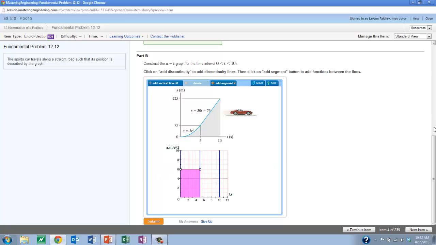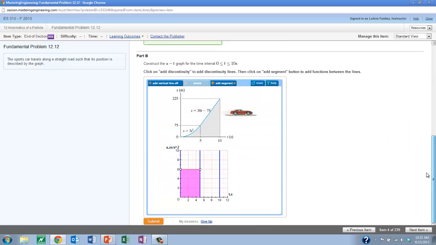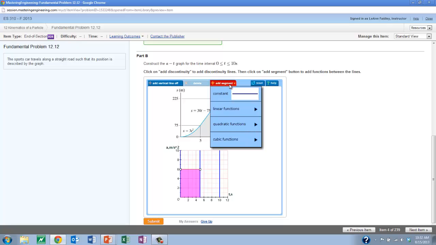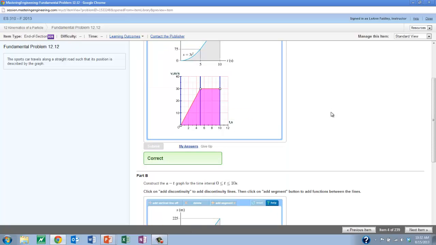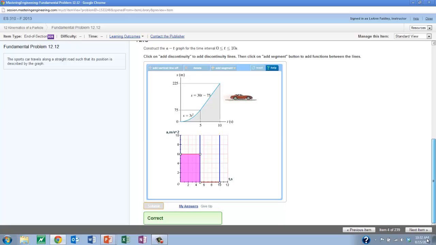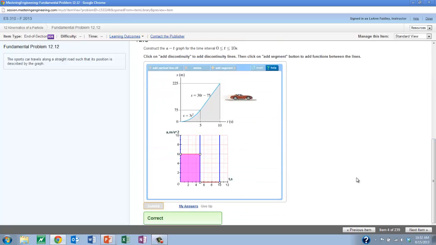Alright, then we have a region where it's constant. Well, the slope of a constant is 0, so that is still a constant. It's a special constant, and it's a constant down here at 0. Alright, there we go. So let's see if we're correct. Correct, I think. Yes, correct. So we are done with this problem and with this lecture.